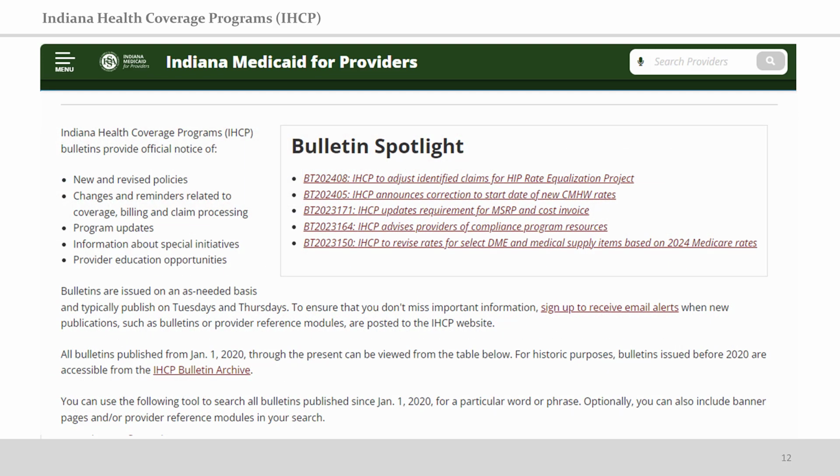The IHCP Bulletins page provides an official notice of new and revised policies, changes and reminders related to coverage, billing, and claim processing, program updates, information about special initiatives, provider education opportunities, and official notice of changes to claim processing and billing requirements and procedures. Bulletins are issued on an as-needed basis and typically are published on Tuesdays and Thursdays.